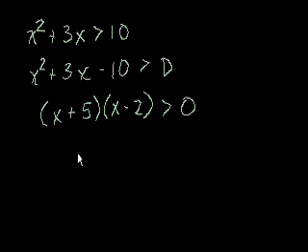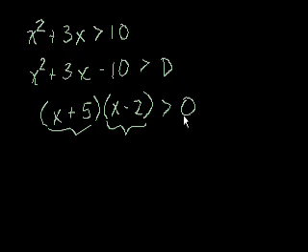Now, this is the part where it's going to become a little bit more difficult than your traditional factoring problem. We have two expressions: x plus 5, and x minus 2. And when we're multiplying them, we're getting something greater than 0, right?